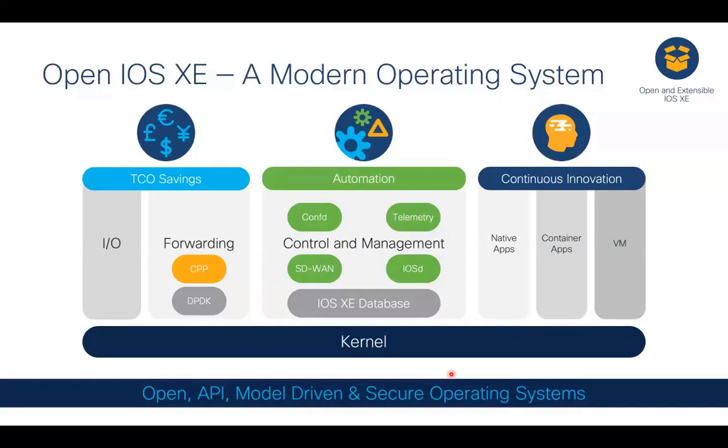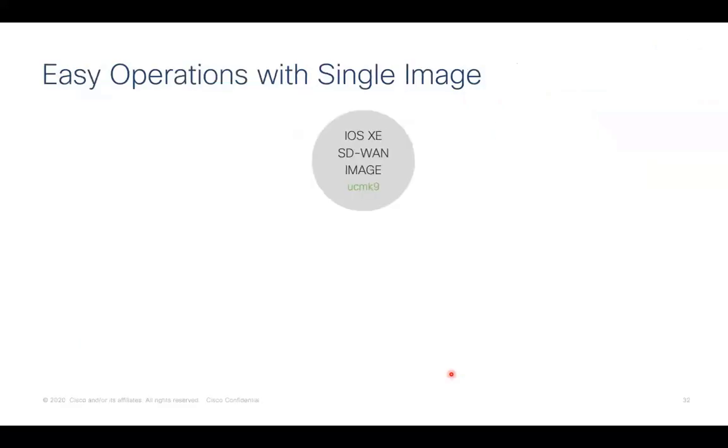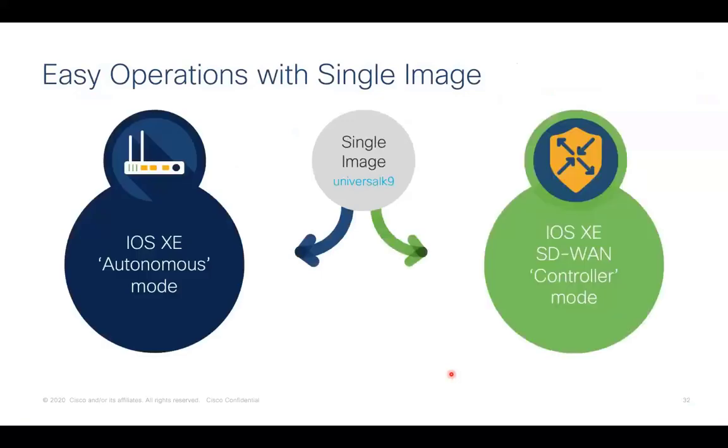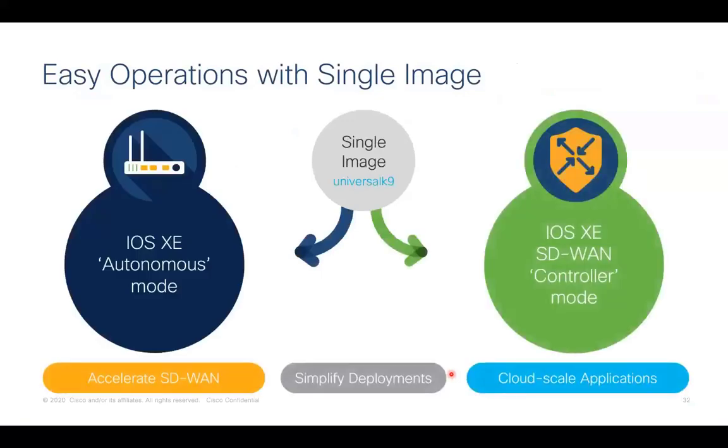The next thing that we have is the single image. All the platforms that support SD-WAN today are able to host one single universal K9 binary image to either boot it in autonomous mode for serving the traditional routing use cases, or boot it in controller mode for serving IOS XE SD-WAN use cases. So same image, you just turn one knob and you are ready to serve that specific use case. This is going to help our customers accelerate the SD-WAN journey.